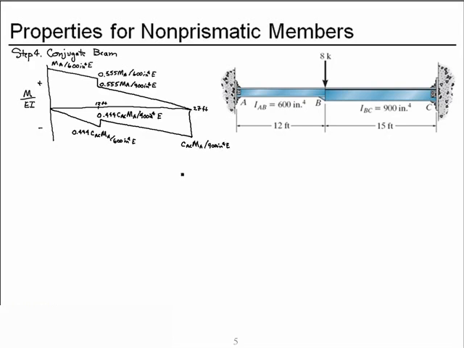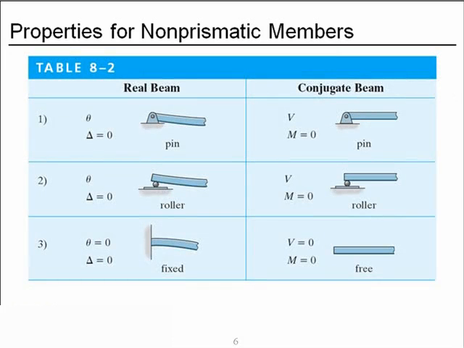So now we have the M over EI diagram, which will provide the loading for our conjugate beam, but we need to construct the conjugate beam itself. So I'll draw a beam, and to do this we need to go to Table 8-2 from our text. Table 8-2 shows us how to take aspects of the real beam and convert them to how the conjugate beam should look.